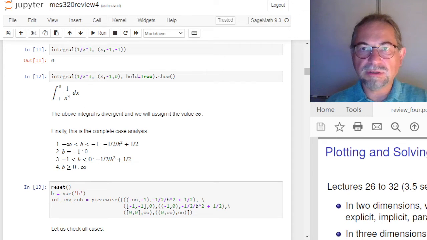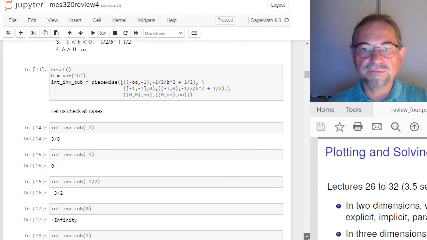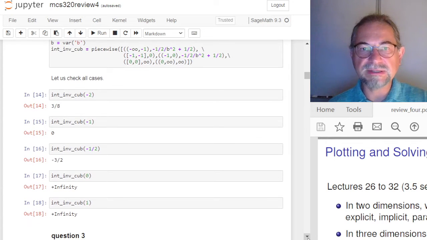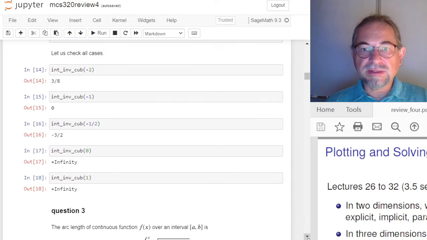Okay, so it's always good to check things. So here I check all cases in the intervals to see whether it works. And I said that this is actually a function that takes in the b. So piecewise is a function of the argument.